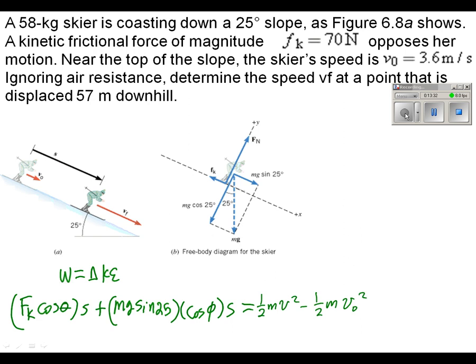And now all we really have to do is just plug in our values. Now the kinetic friction force we know is 70. So we have 70 newtons for our kinetic friction force. Our cosine is 180 degrees because the direction we're going in is downhill, but the force of friction is uphill, so that's 180 degrees. Cosine 180. The displacement is 57 meters.